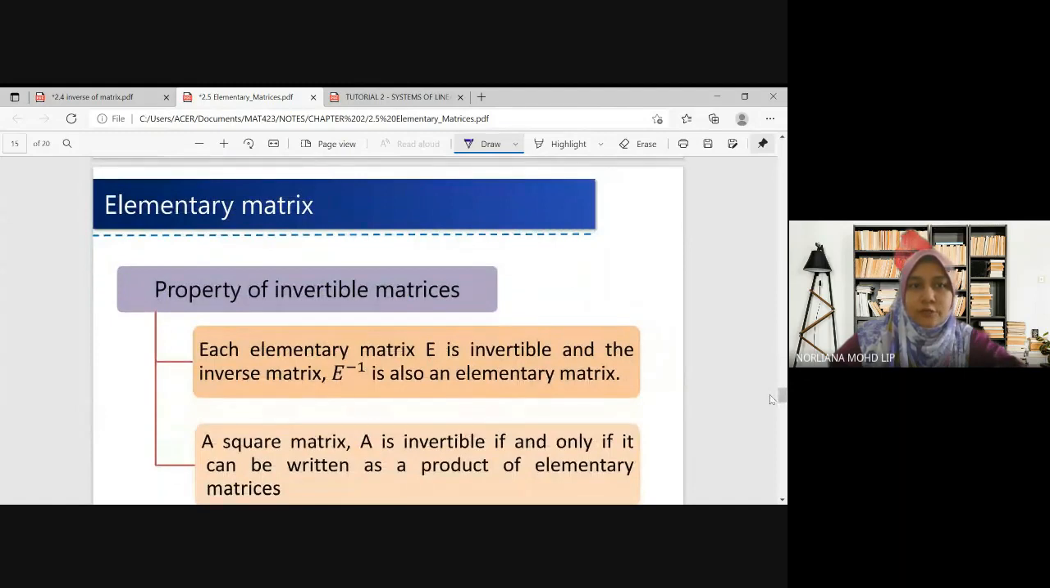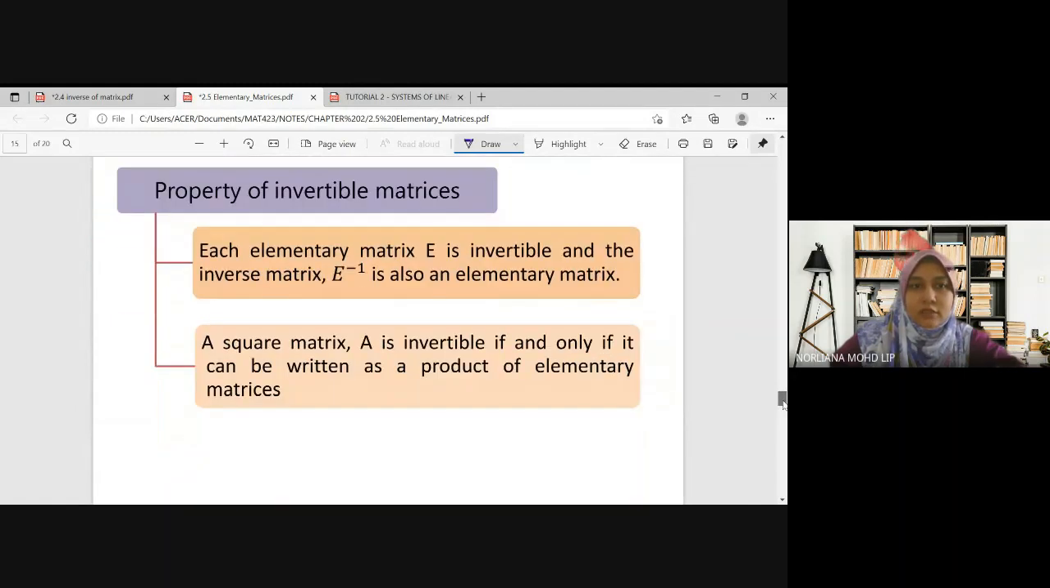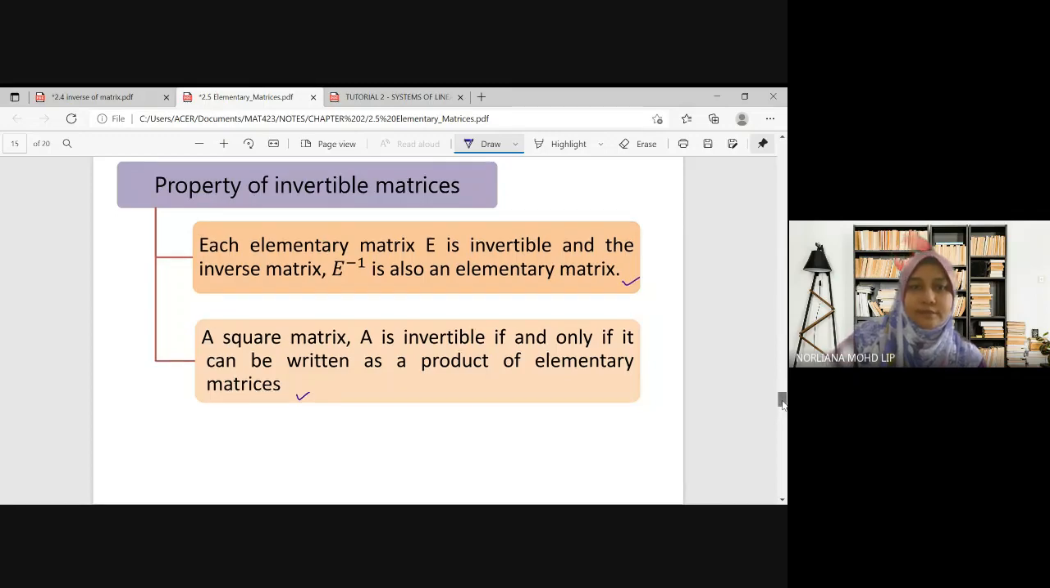Okay, the property of invertible matrix. Each elementary matrix E is invertible and the inverse of matrix E inverse is also an elementary matrix. A square matrix A is invertible if and only if it can be written as a product of elementary matrix. Itu proof yang tadi lah, theorem number 3 and number 4 kan.